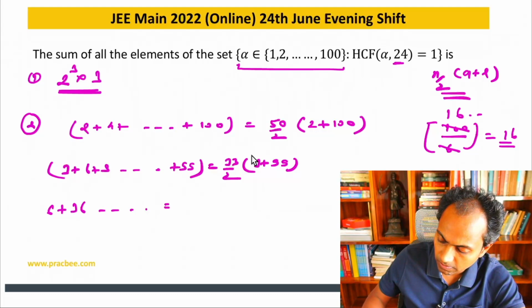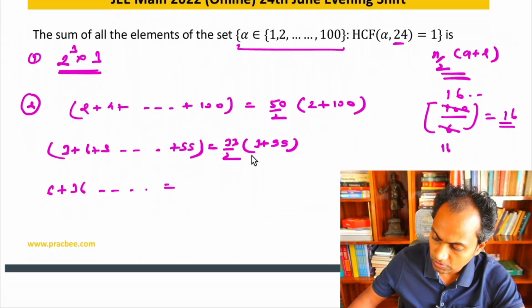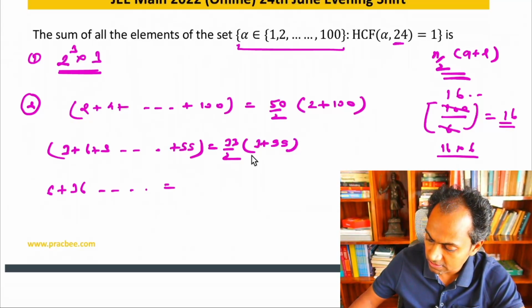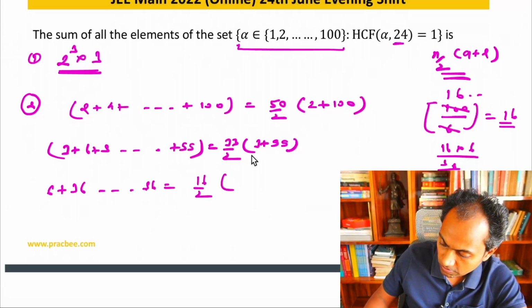So let us find the 16th term also. That would be nothing but 16 into 6, which is 96. The last one will be 96. You can write the sum as 16 divided by 2 times (6 plus 96). This is the sum.